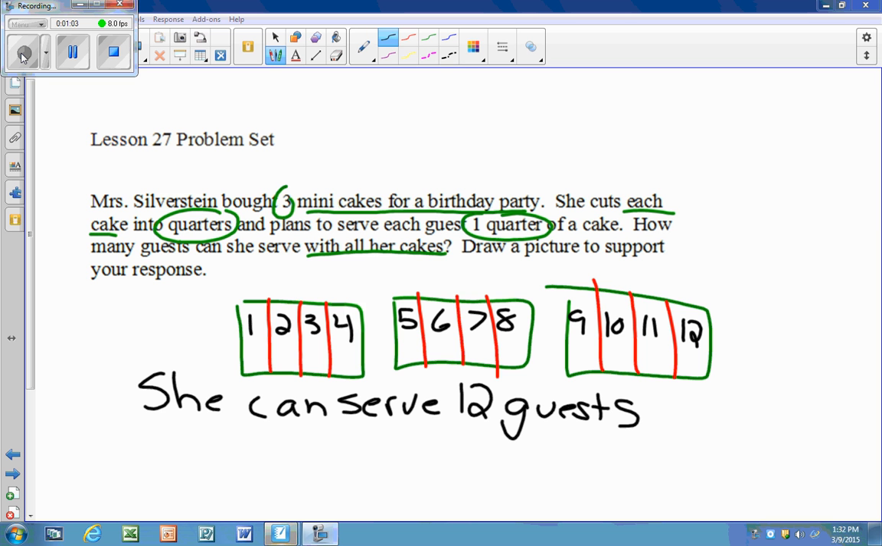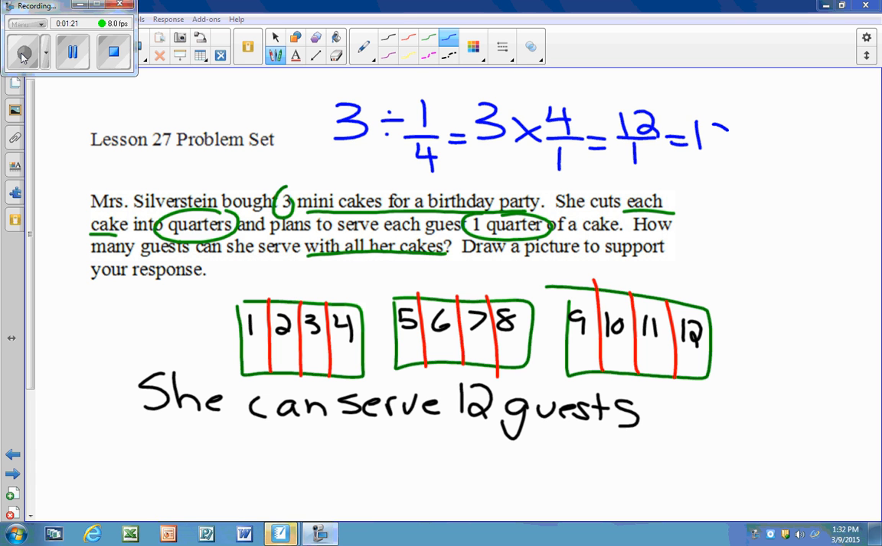Another way to say this, but I did need a picture, but to check my work, I can say that she had 3 cakes and she's splitting them up into quarters. And we know we keep, and then we change, and then we flip, and we would end up with 12/1, which is 12, which is the same answer that our picture just showed.